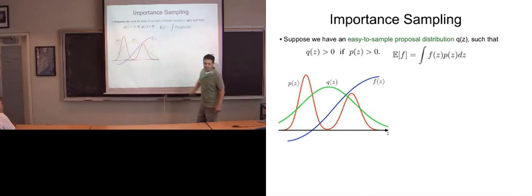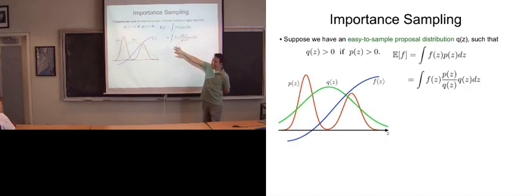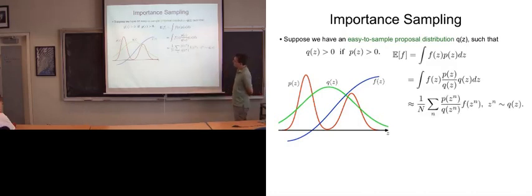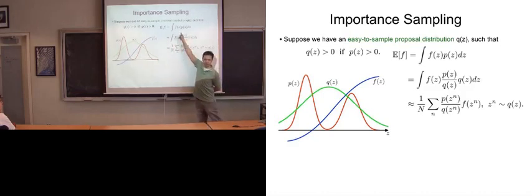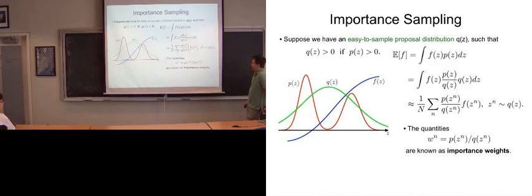Suppose we're trying to estimate this expectation. Well, what we can do is multiply and divide by Q. This is where the condition of positive probability mass comes in, because you don't want to divide by 0. Now I can draw samples from Q, and I can use Monte Carlo approximation to approximate this quantity here. So it's 1 over n times this sum. These ratios, P over Q, are known as importance weights.